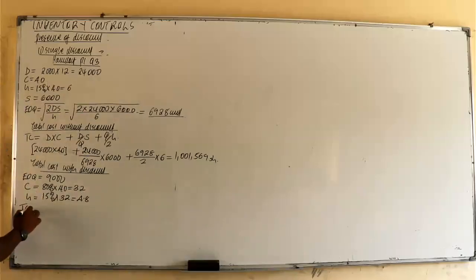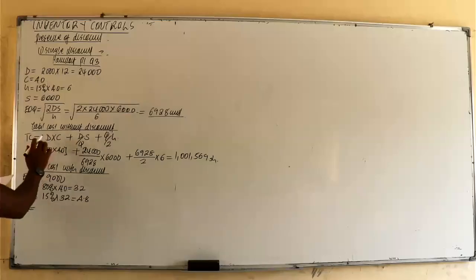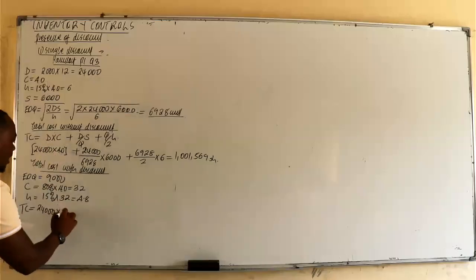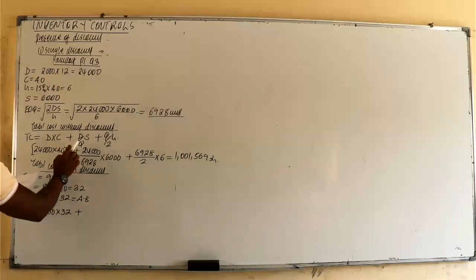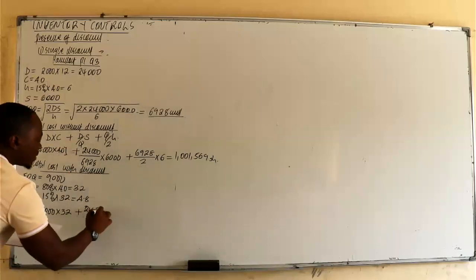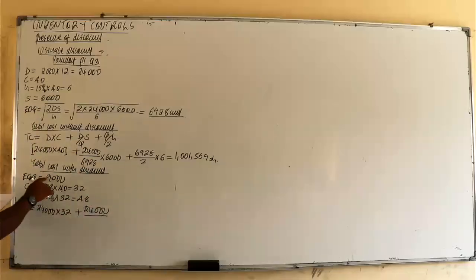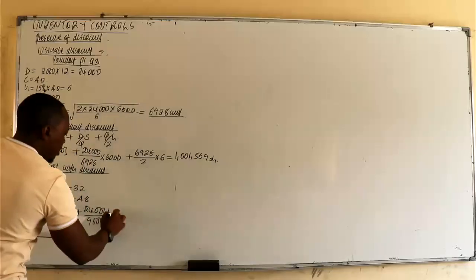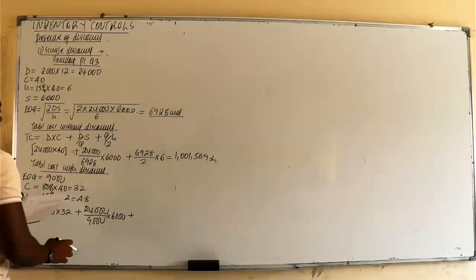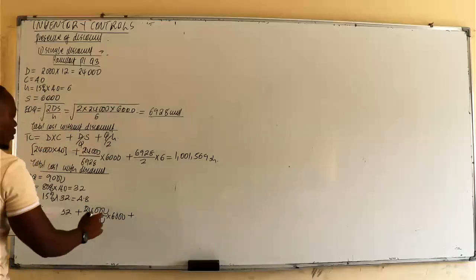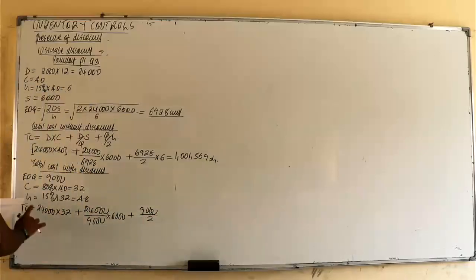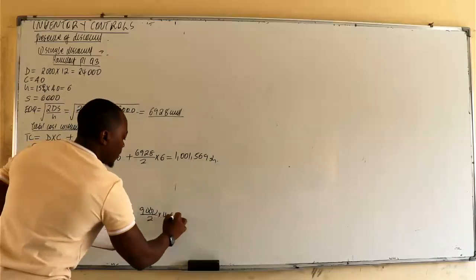So now let's determine the total cost with discount. Annual demand has not changed, so it will be 24,000 times the cost, which is now 32, plus D over Q. Our annual demand is 24,000, but now our EOQ has changed. Our Q is 9,000, and then you multiply by S. S does not change, it's 6,000. Then Q over 2, our new Q is 9,000. You divide by 2 to get the average. You multiply by the holding cost, and the holding cost is what?